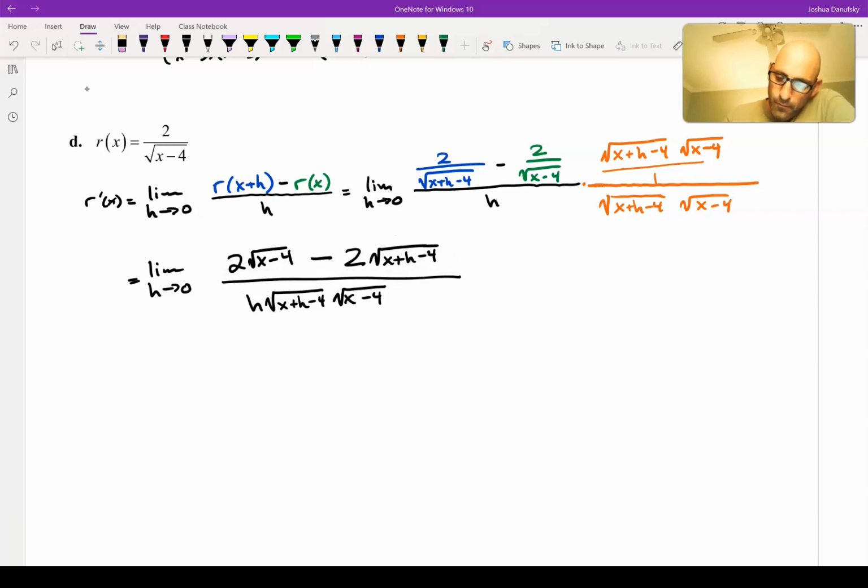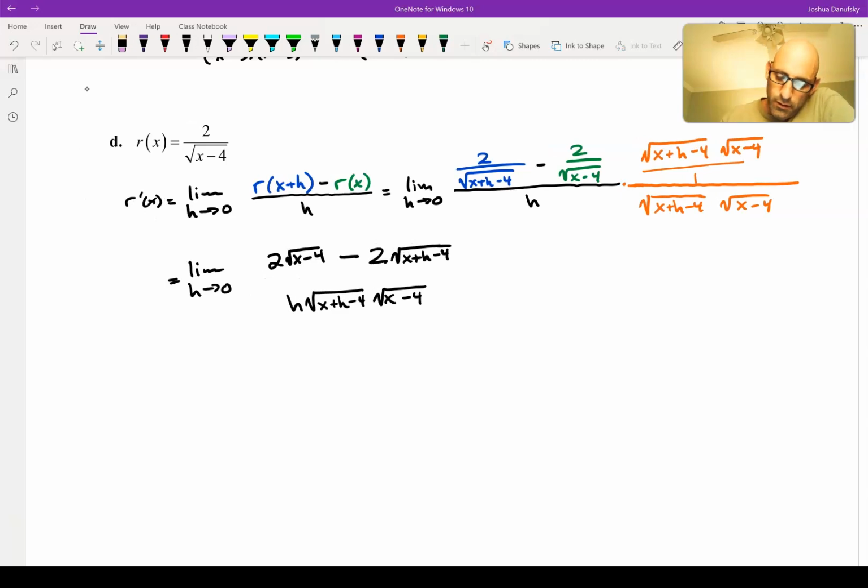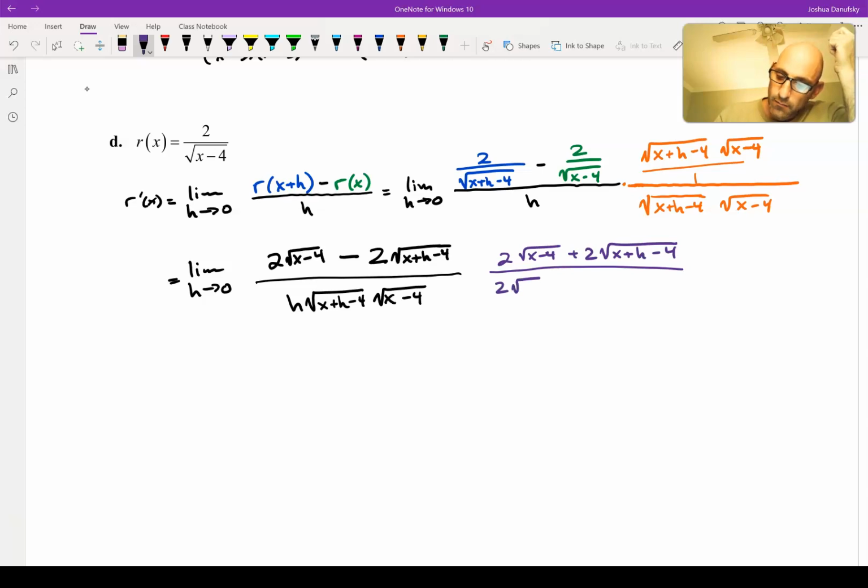All right, now from there, just cleaning this up a little bit. From there, we notice that we have a square root on top that's subtracting from another square root, right? So we're going to go ahead and multiply by the conjugate. So let's pick some other color here. Let's multiply by 2 square root of x minus 4 plus 2 square root of x plus h minus 4 all over the exact same thing.